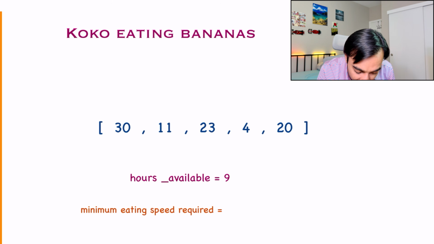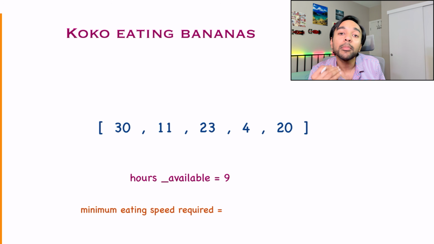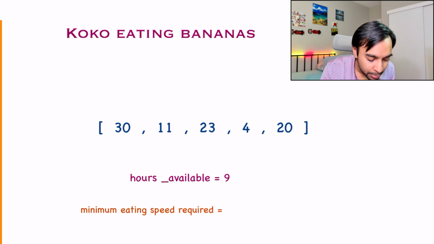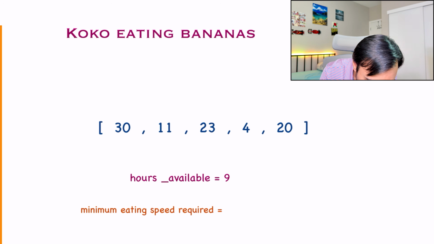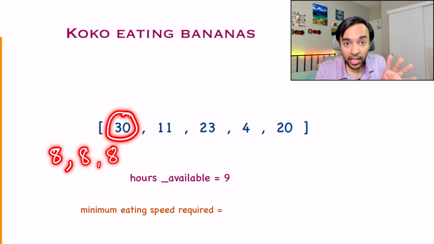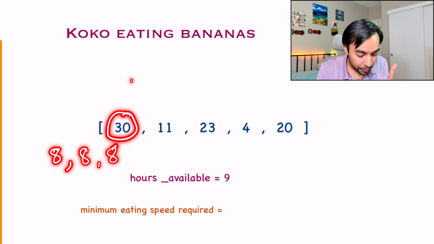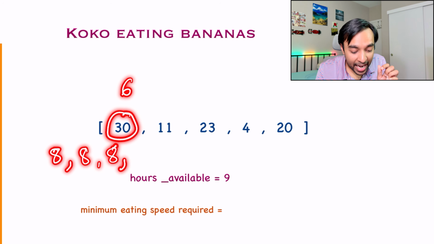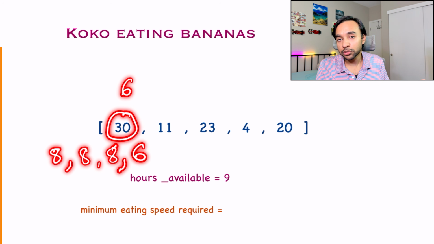And now you have to tell me what is the minimum eating speed that Koko must have so he can finish all of these bananas. The only catch with this problem is that, let us say Koko is eating at a speed of 8 bananas per hour. So for the first pile, he's going to eat 8, then 8, and then 8. He has eaten 24 bananas. So 6 are still remaining. In the next hour, he has to eat 6 and then he has to stop.